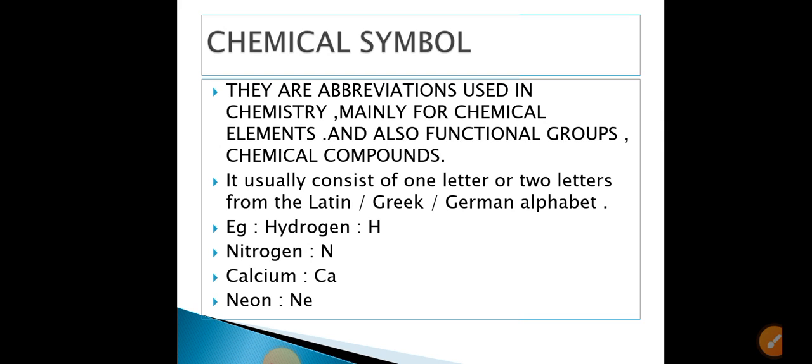Some of them are direct, like the ones I've mentioned here: hydrogen H, nitrogen N, calcium Ca, neon Ne. They are obtained directly from the first letter. For hydrogen and nitrogen, we take the first alphabet and put it in caps. If not, we take the first and second alphabet, wherein the first alphabet is always capital and the second is a small letter. For example, calcium, capital C and small a, and neon, capital N and small e.